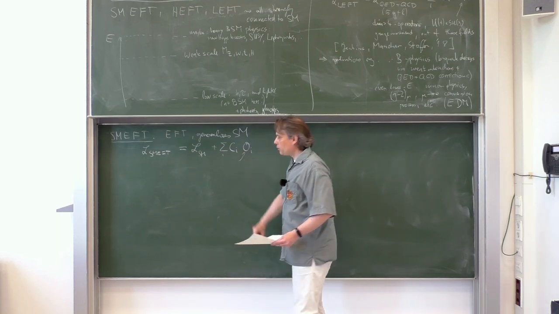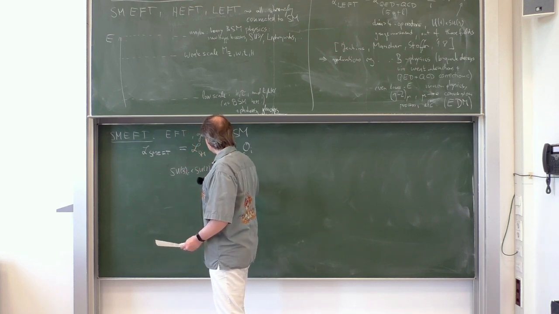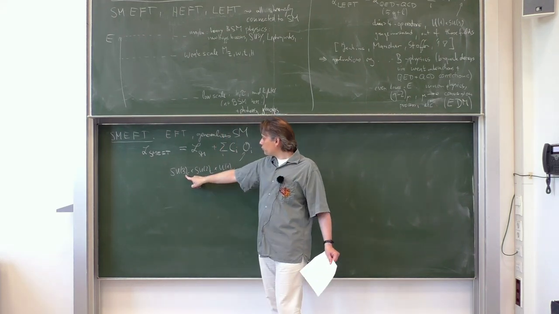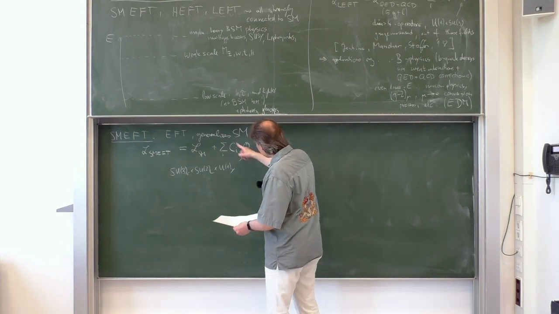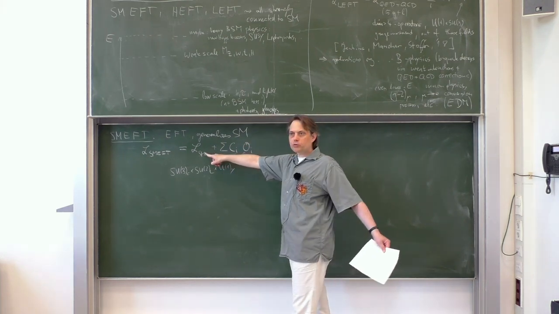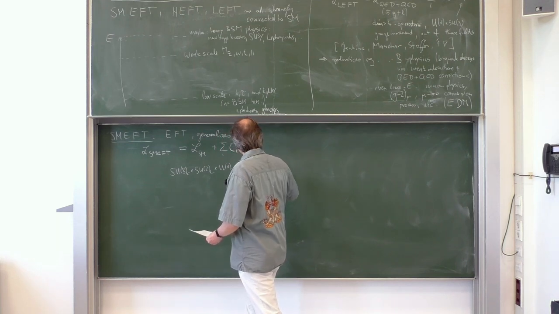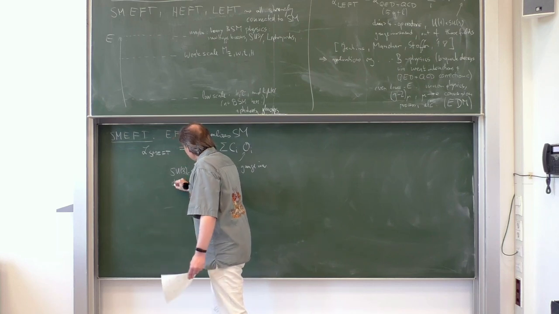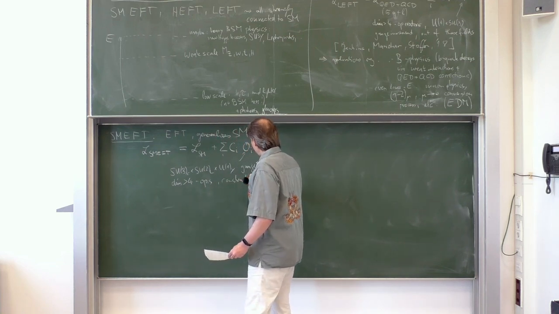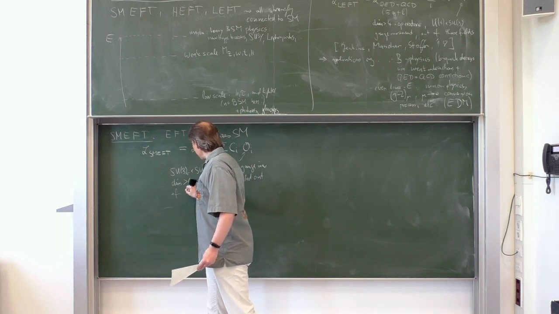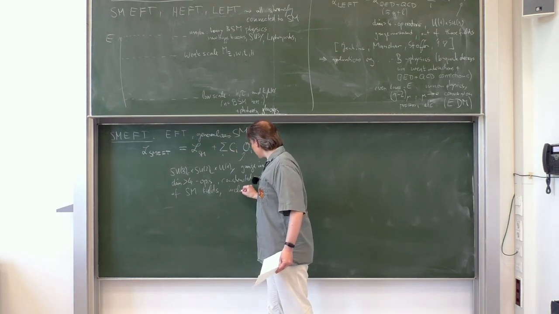And here these operators are gauge invariant under the full standard model gauge group. So the standard model gauge group is SU(3) for color, SU(2) for the left-handed quark and lepton doublets, and U(1) hypercharge. And we take here only operators constructed out of the standard model fields with this gauge invariance: gauge invariant, dimension bigger than 4 operators, constructed out of the standard model fields. And the particular detail is that this includes the Higgs doublet.